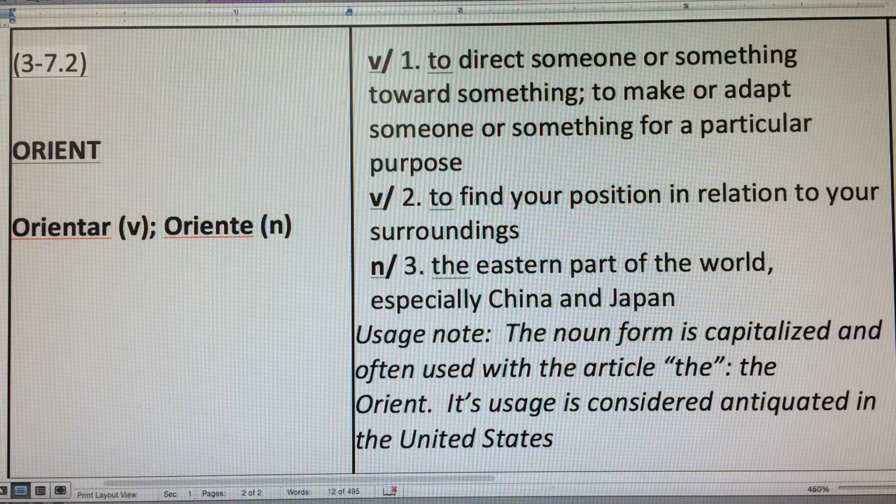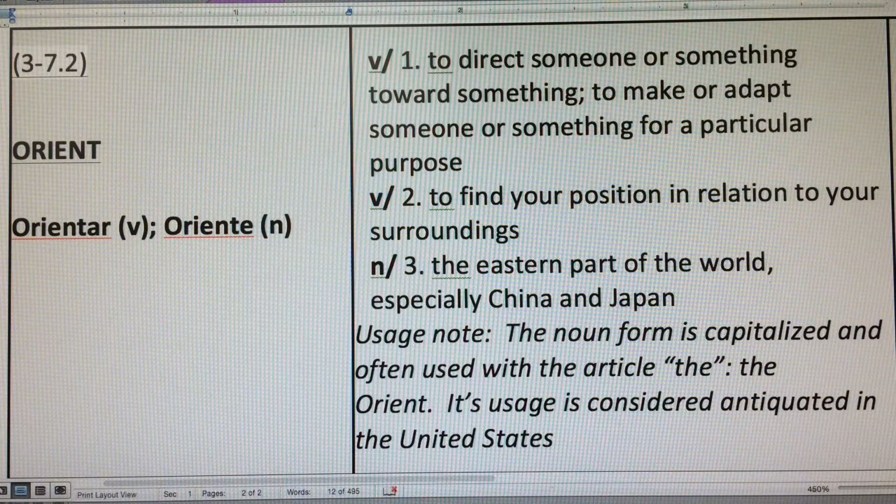The emphasis is on the first syllable, or, so we say orient. Be sure you pronounce the final T sound, orient. It is used most commonly today as a verb, and it is not used very much as a noun. So I'm going to have you use it as a verb in your original sentence about you.